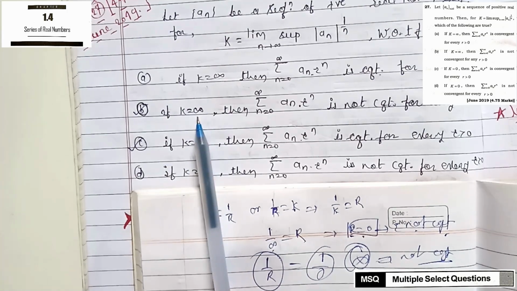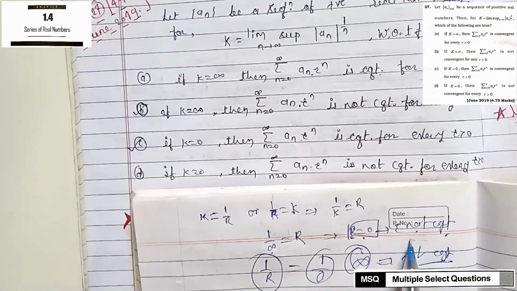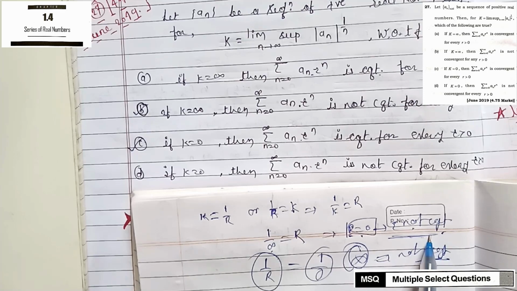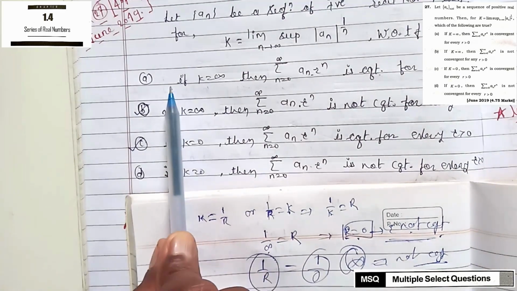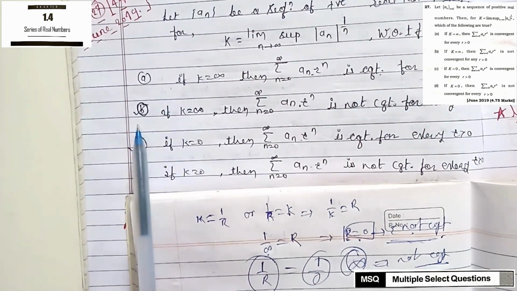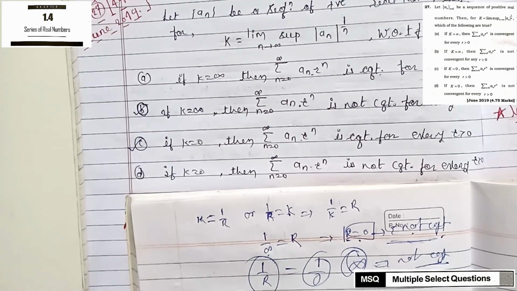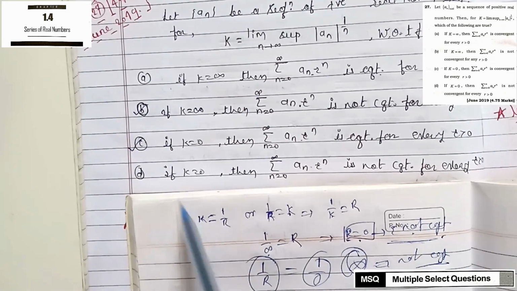The second option says that the series is not convergent. Yes, exactly true, the series is not convergent over here. So the first option is discarded, and option B is correct. Now similarly do it for k is 0, options C and D.